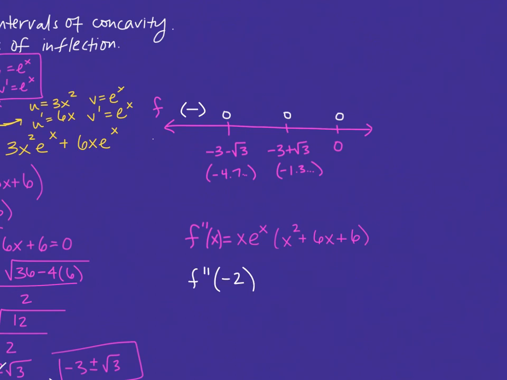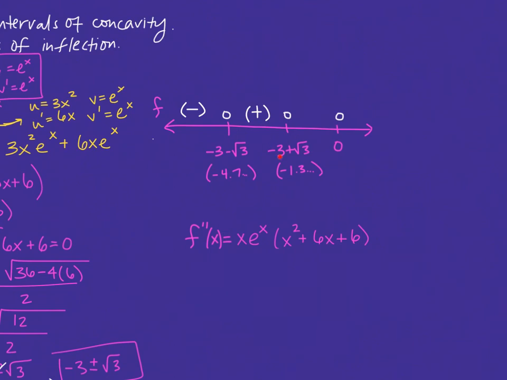The next number I'm choosing to plug in is -2, just because I know it's in between these two values. So when we plug in -2, we'll have a -2 out front for x. E to the -2, e to the anything's positive. Then plugging into this last factor here, we'll have 4 minus 12 plus 6. So that's a negative number. A negative times a negative is a positive.